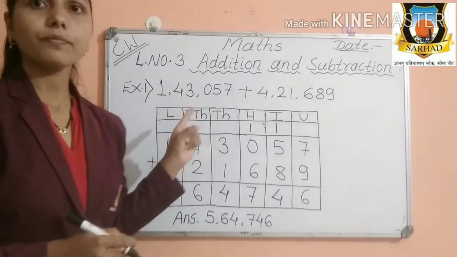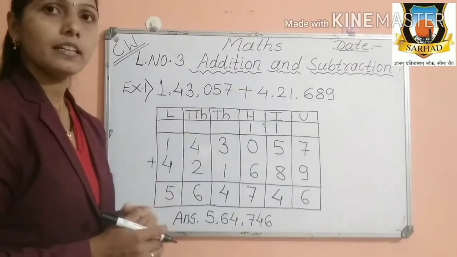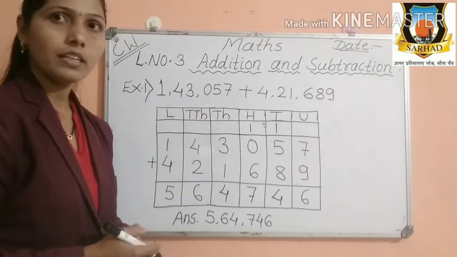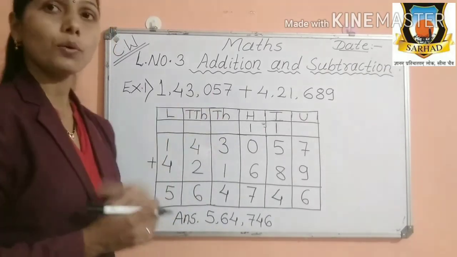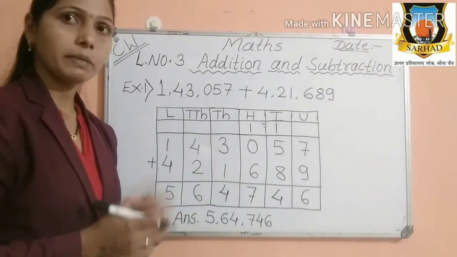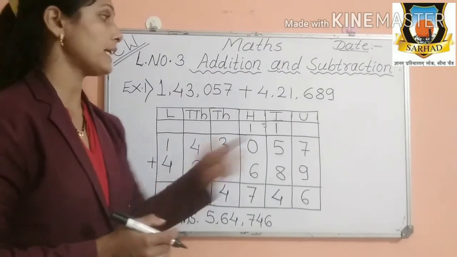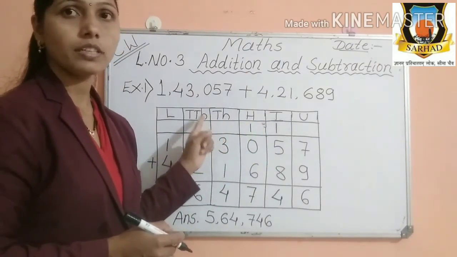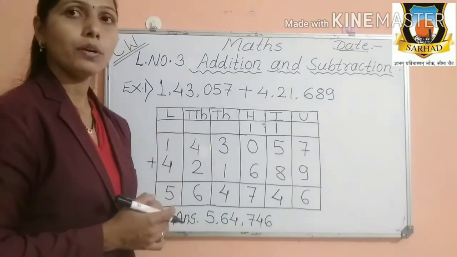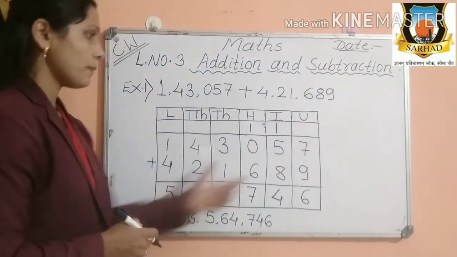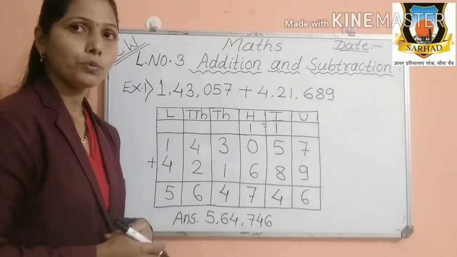Now, firstly, you have to write example like this. Then, downside of that example, you have to make columns. How many columns you have to make? Firstly count the digit of given number and then make that much columns there. Okay. And then you should write the places first. That is unit, tens, hundreds, thousand, 10,000, lakh or 10 lakh, whatever. 6 digit number is here. That's why up to lakh we have written the places here. Okay. Now after completing this addition, we have written this answer down to the example.